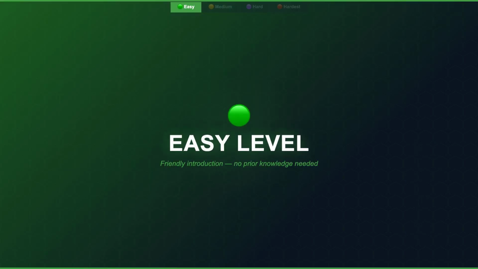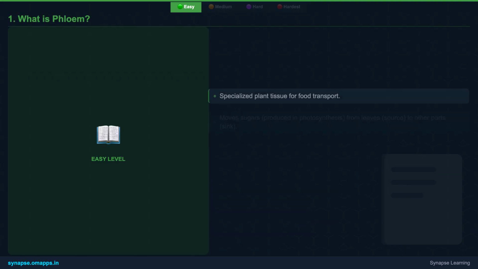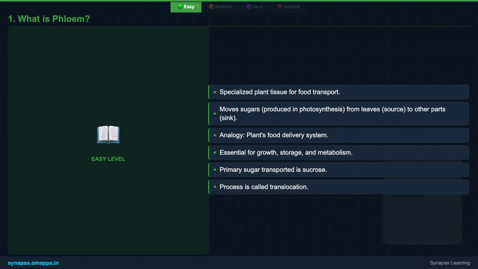Let's begin our journey by understanding the fundamentals of how plants move their food around. It's simpler than you might think. First, what exactly is phloem? Imagine it as the plant's very own food delivery system. Just as our bodies have blood vessels to transport nutrients, plants have phloem to move the sugars they make.